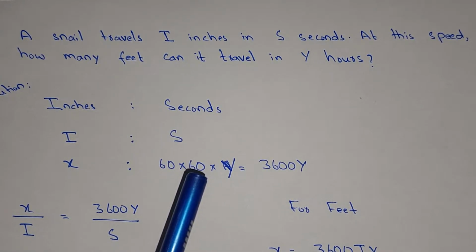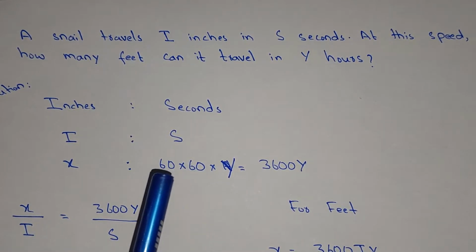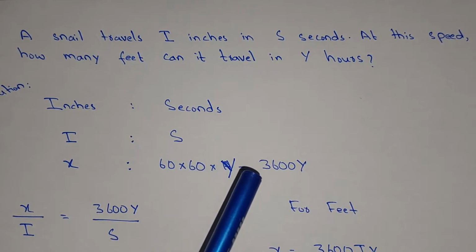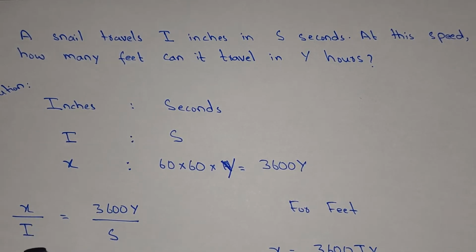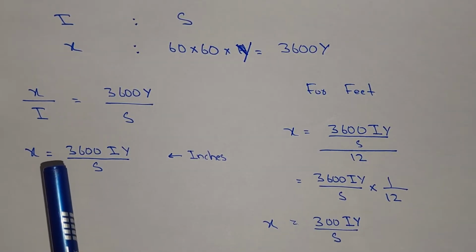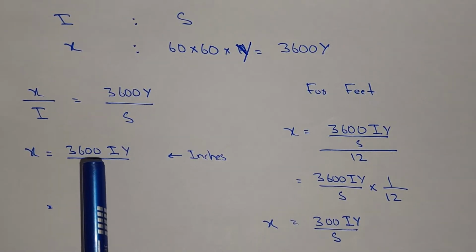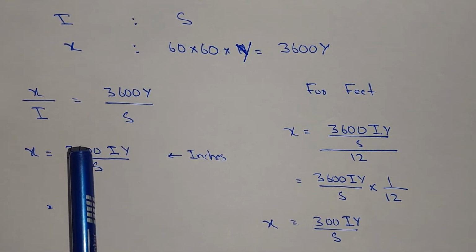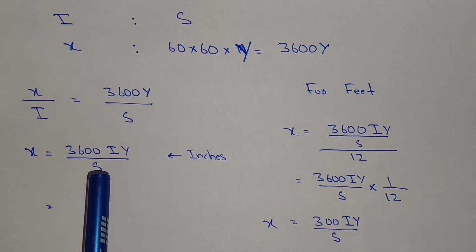We know that in 1 hour there are 60 minutes, and in 1 minute there are 60 seconds. So 60 multiplied by 60 multiplied by y will be 3600y. So x divided by I equals 3600y divided by s. So x equals 3600, we will bring I over here, so 3600Iy divided by s.